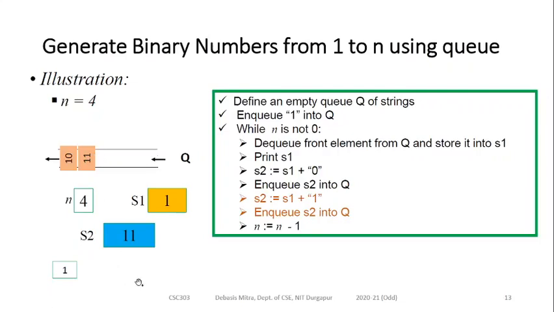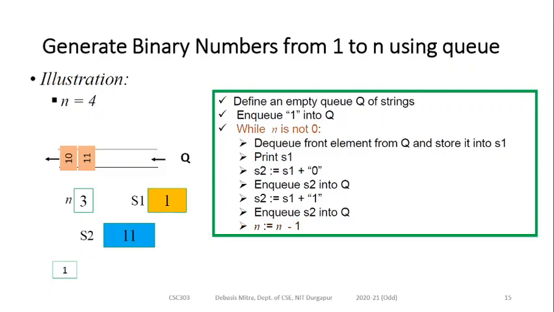And finally, before going for the next iteration of the while loop, we'll decrement n. So n now becomes 3. First iteration of this loop ends here. And we have got, at the beginning, the first number. So next, again we'll come to the while loop, because n is not 0 yet, so n equal to 3.